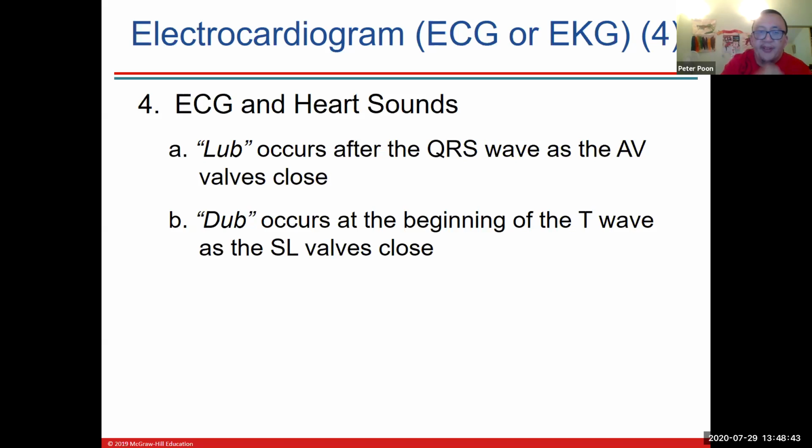Okay, the ECG and heart sounds. The lub occurs after the QRS wave, as the AV valves close. The dub occurs at the beginning of the T wave when the SL valves close, the semilunar valves close.